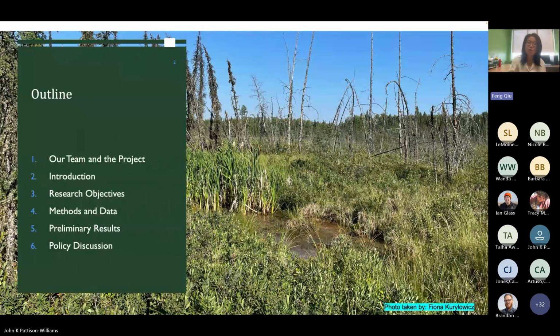So here's what I will cover. I'll introduce the project and our team very briefly first, then provide some background context on why forecasting peatlands is important, and then walk through our methods, data, and preliminary key results, and end with a brief policy discussion. So that's the plan. Next slide, please.